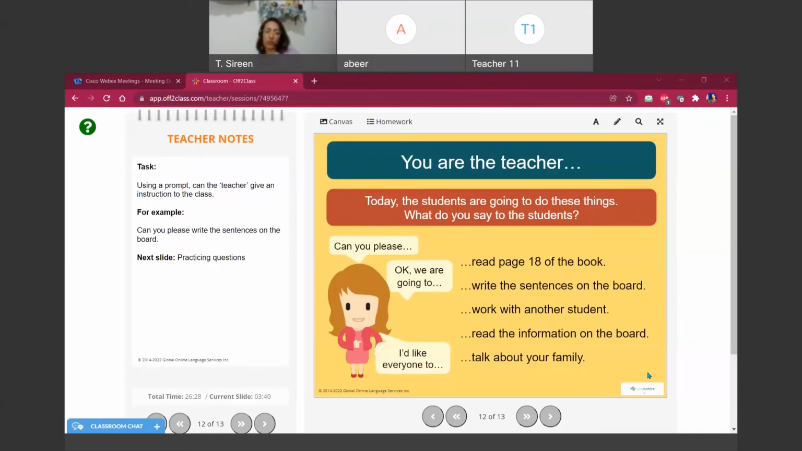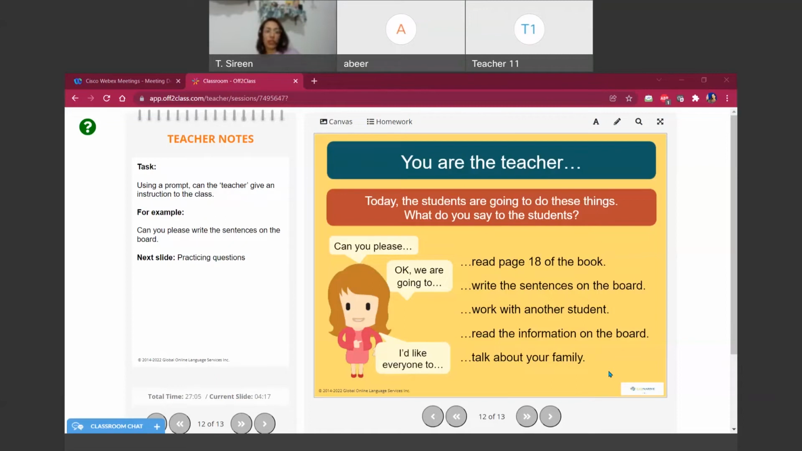Can you please read page 18 of the book? We are going to write this sentence, or can you please write the sentence on the board? Can you please work with another student? Can you read the information on the board? Can you talk about your family? For example, you can also say, I'd like everyone to read the information on the board, or I'd like everyone to work with another student.